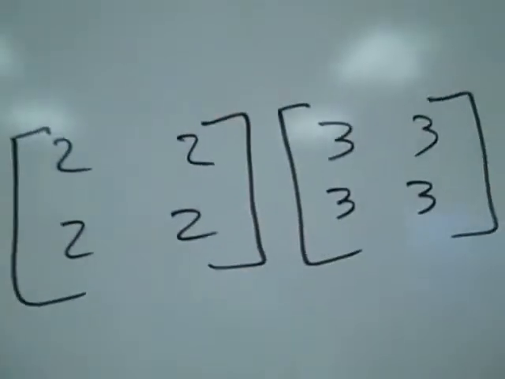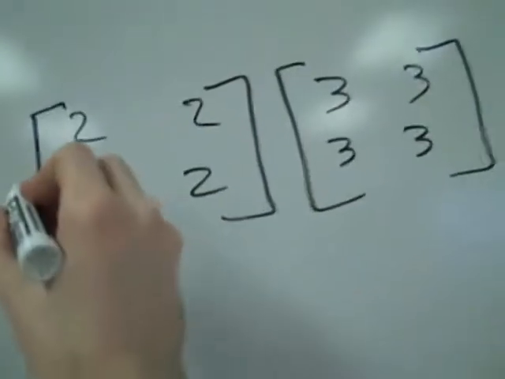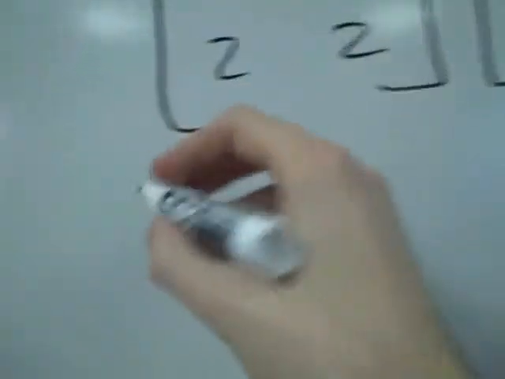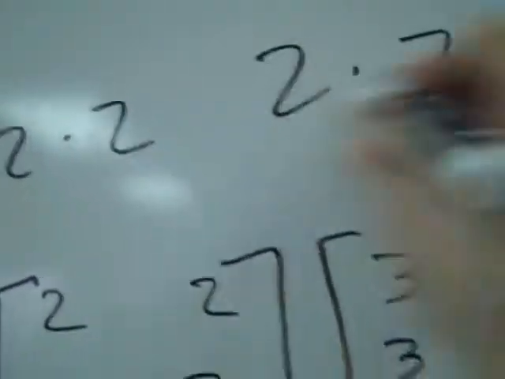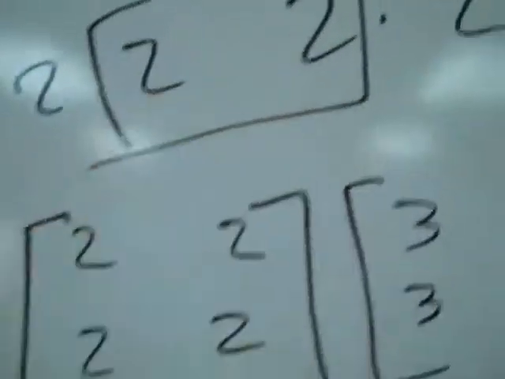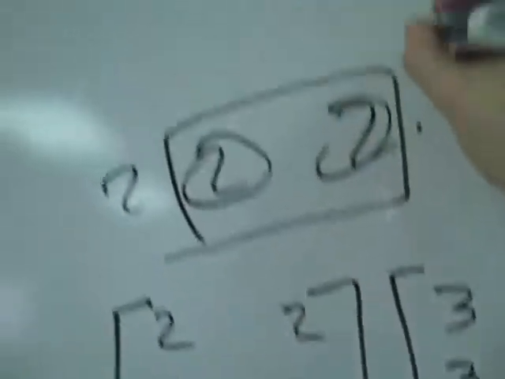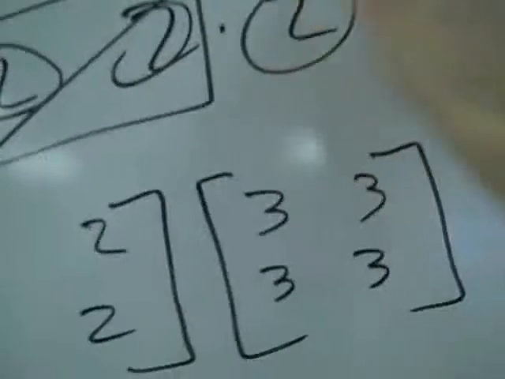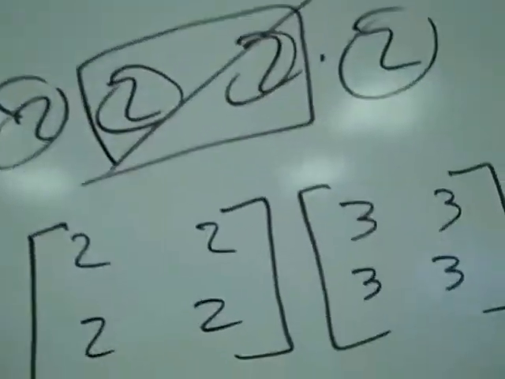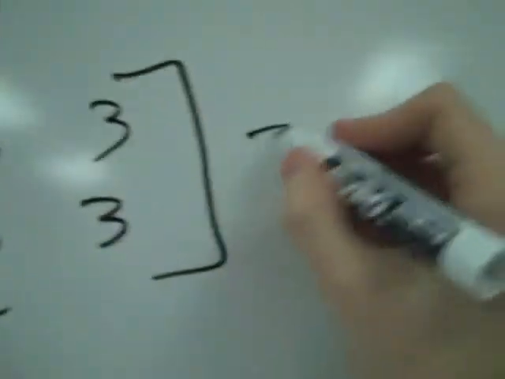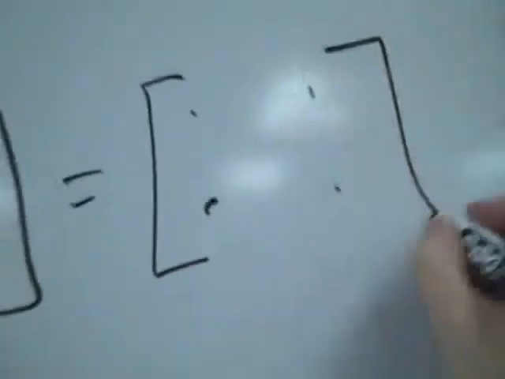Last thing, multiplying matrices. When you multiply a matrix, first of all, you look at the dimensions. This is a 2 by 2 and a 2 by 2 matrix. You'll notice that the middle two are the same, which means these are compatible matrices. Now the last two show you what the dimensions of the resulting matrix will be. So this will end up as a 2 by 2 matrix.